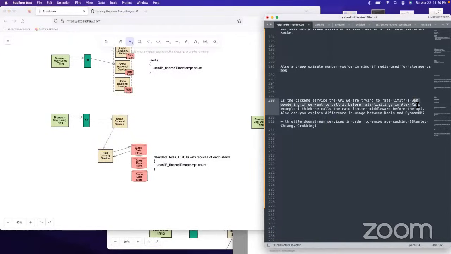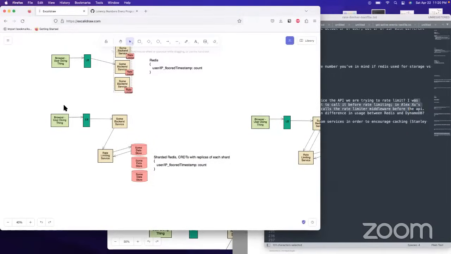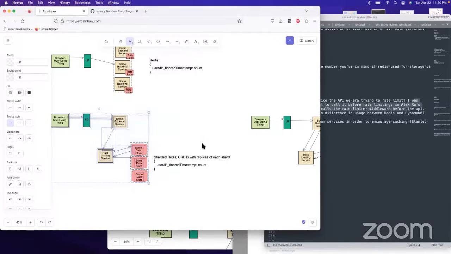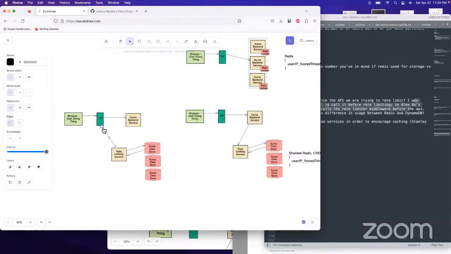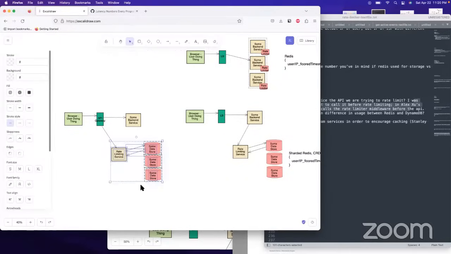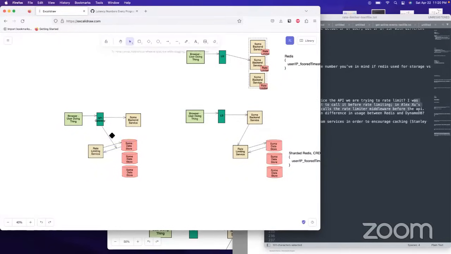Yeah, I was wondering if we want to call it before rate limiting. In Alex Xu's example, I think he calls the rate limiter middleware before. Sometimes the rate limiter is built into an API gateway, and an API gateway could also be the load balancer. So you could even do a setup where, okay, here, I'll draw it. Your rate limiter service could be here, and then instead of a load balancer, it's an API gateway.